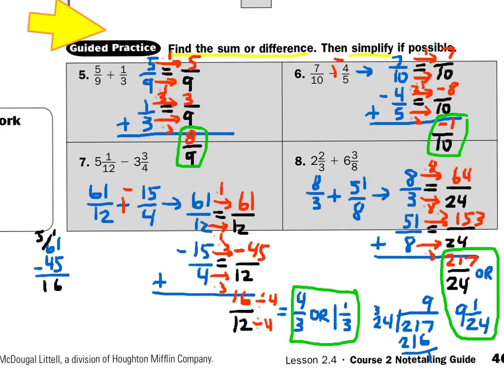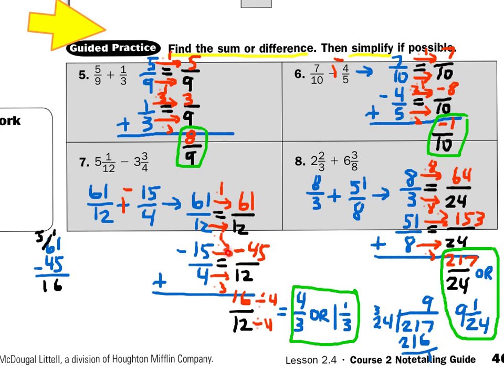Look at just the denominators, the 4 and the 12. The 12 is bigger, so I start there. Will 4 go into 12? Yes. So I put 12 everywhere in the denominator. And now grab your red and do your zippy. 12 goes into 12 one time. 61 times 1 is 61, and I put that on top. Start at the 4. 4 goes into 12 3 times. Negative 15 times 3 is negative 45. I put that on top.